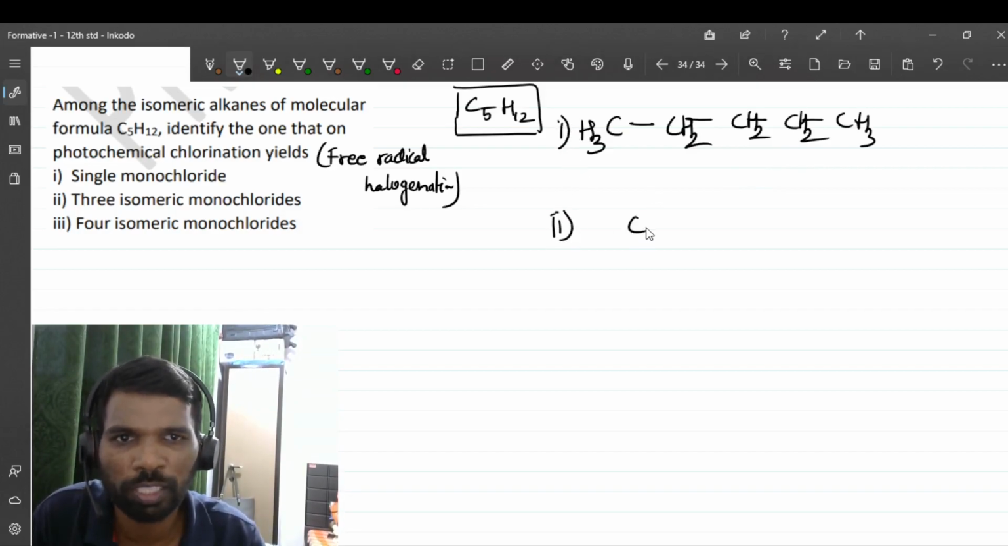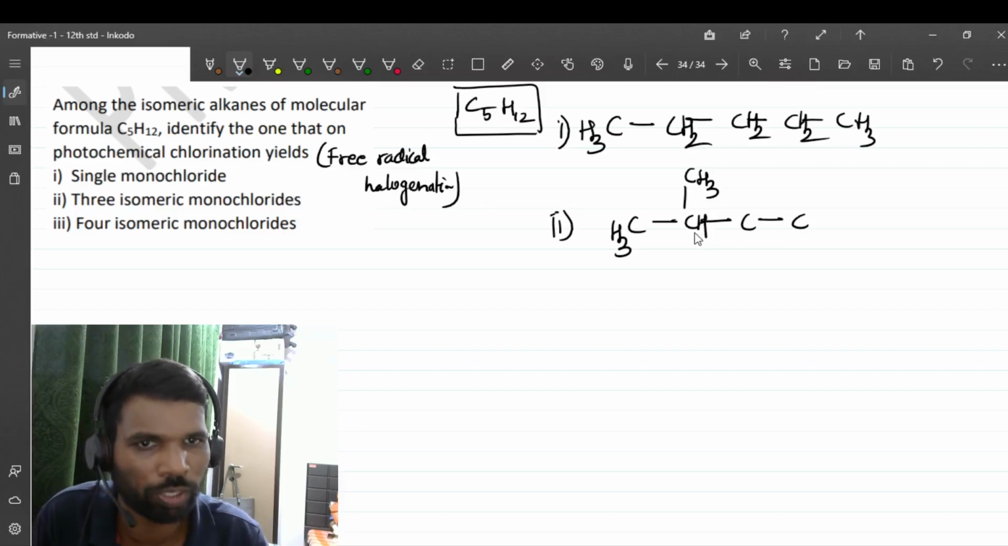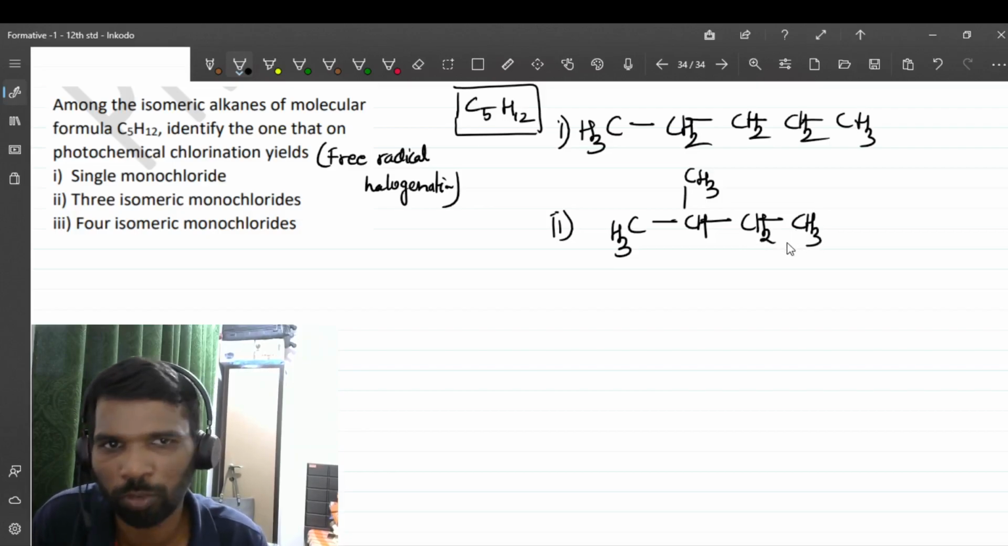The second isomer possible is this: 1, 2, 3, and one carbon will come over here. This is the second CH3, CH3. Here just one hydrogen is required because now it is satisfying the valency. Here 2 and here it is 4. This is the second isomer which is possible.